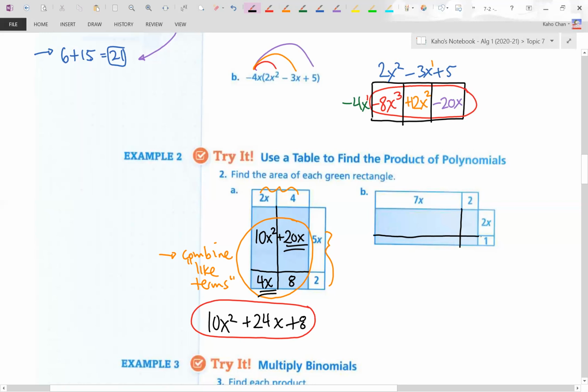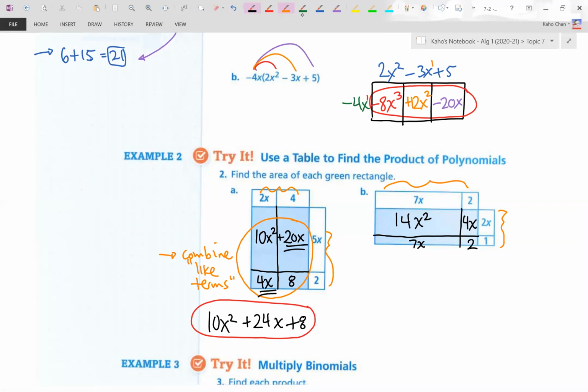All right, same idea with the second problem. We have a binomial times another binomial. Let's go ahead and do this. 7x times 2x is 14x squared, because x times x is x squared. Second product, 2 times 2x is 4x. Nice. Third product is 7x times 1 is 7x. And then last product, 2 times 1 is 2.